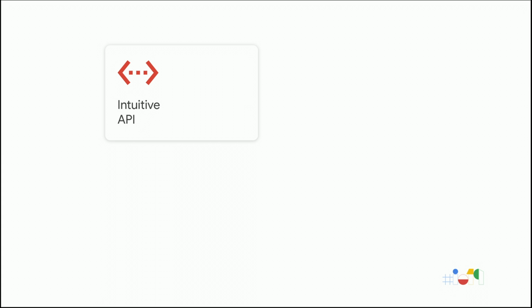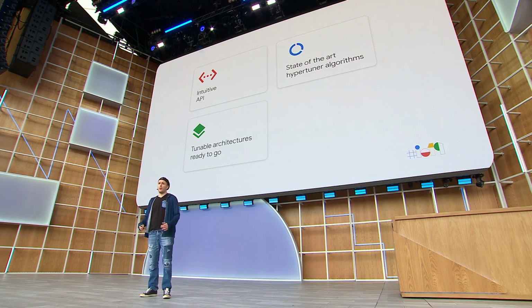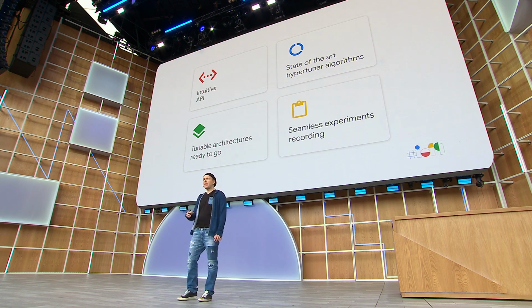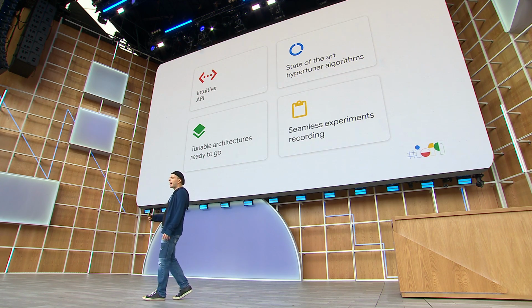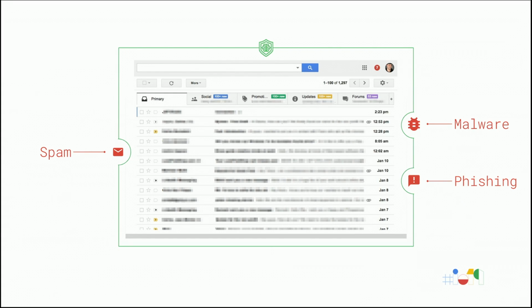Besides offering an intuitive API, Keras Tuner will also provide you with state-of-the-art hypertuning algorithms, tunable architectures, which are ready to go, and an automatic experiment recording, which make it easy for you to analyze, share, and reproduce your results. Originally, I started developing Keras Tuner to quickly iterate on new models for anti-abuse purposes, including the one we developed to protect Gmail against malware and phishing.